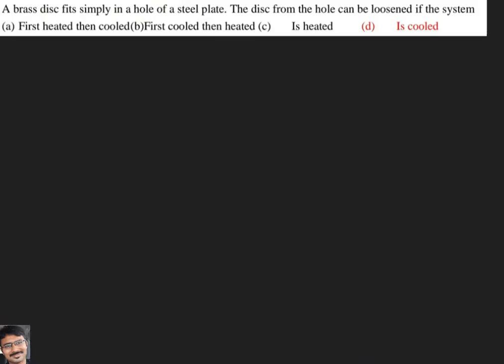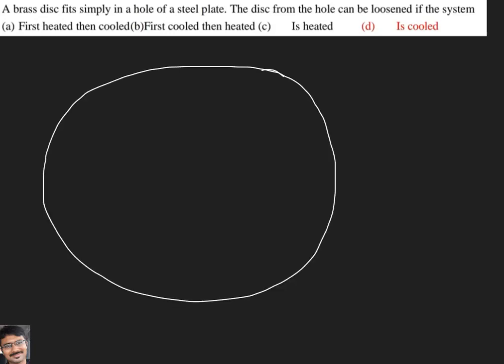Now see this question. To understand better, observe this one carefully. A brass disc fits in a hole of a steel plate. Read the question properly. A brass disc fits simply in a hole of a steel plate. Now let us think this is some steel plate. At the steel plate center, a hole is there. Let us think this is the hole of the steel plate.